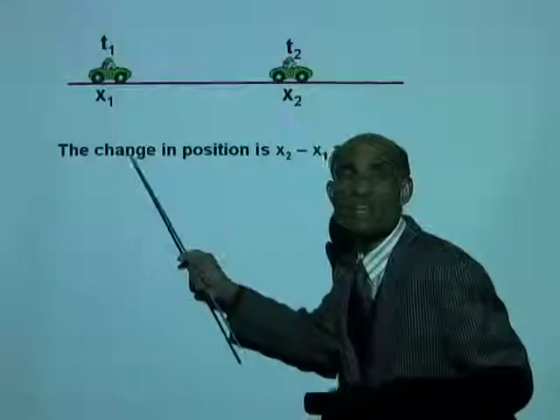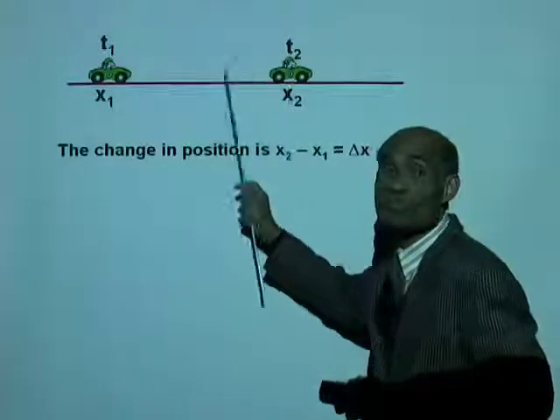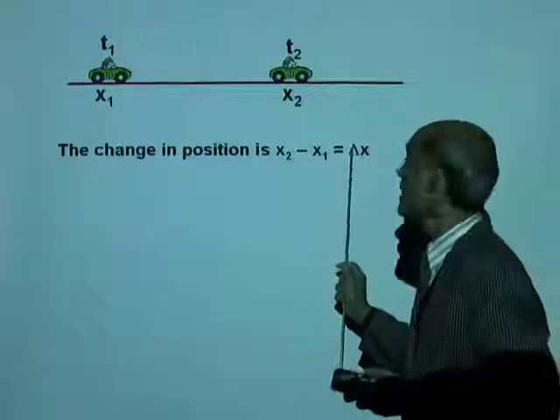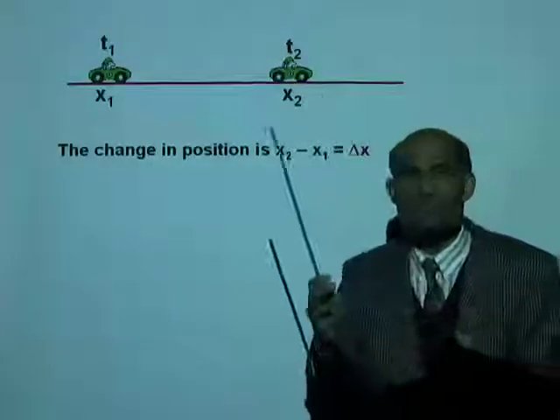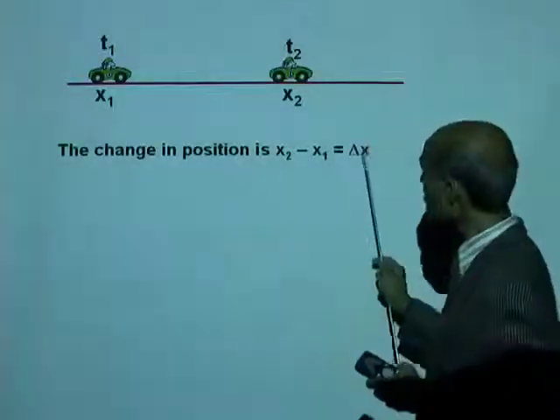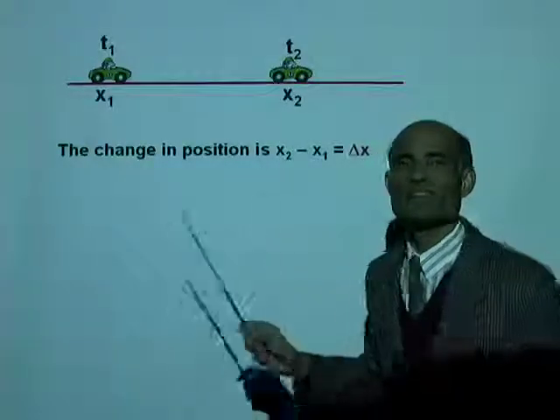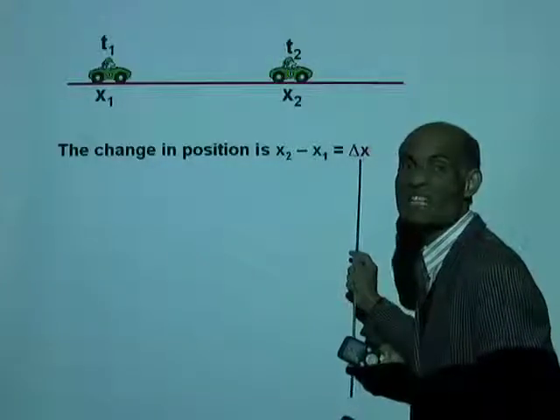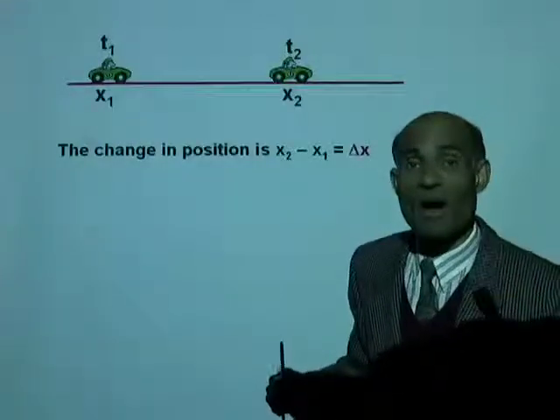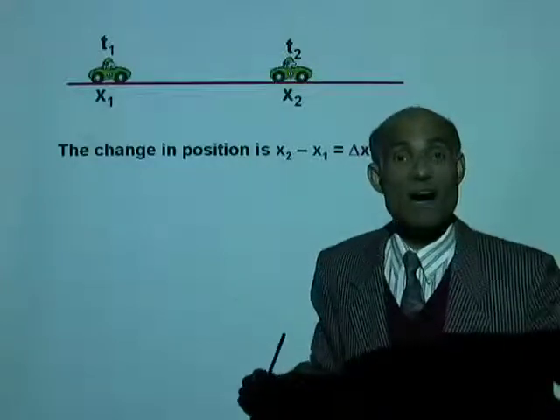What is the change in position? The change in position is the final position minus the initial position, x2 minus x1. And we will represent that change in position by the notation delta x. I'm sure most of you know this. A change in any quantity is represented by using the letter delta. Delta x is the change in x. Delta y is the change in y. Delta t is the change in time, and so on.